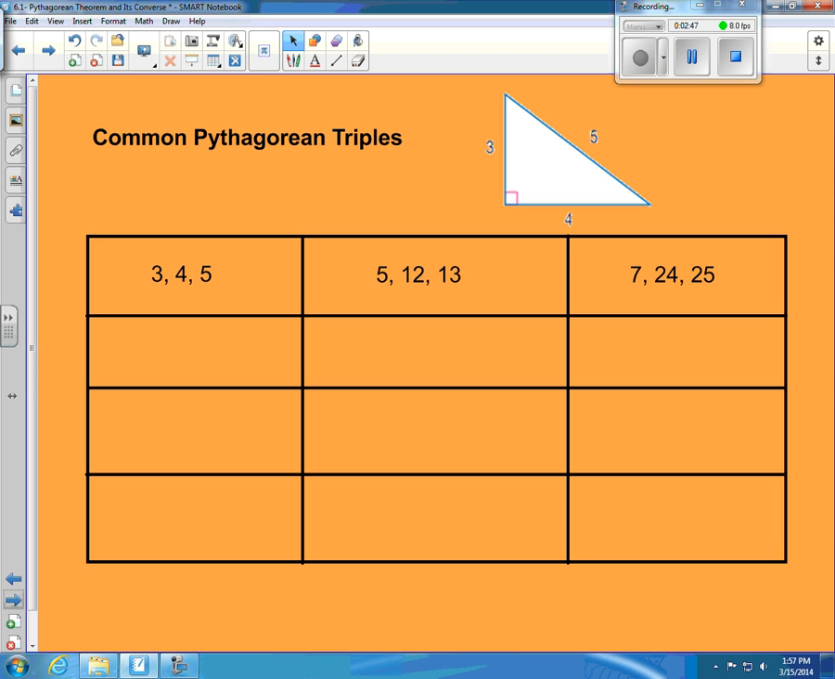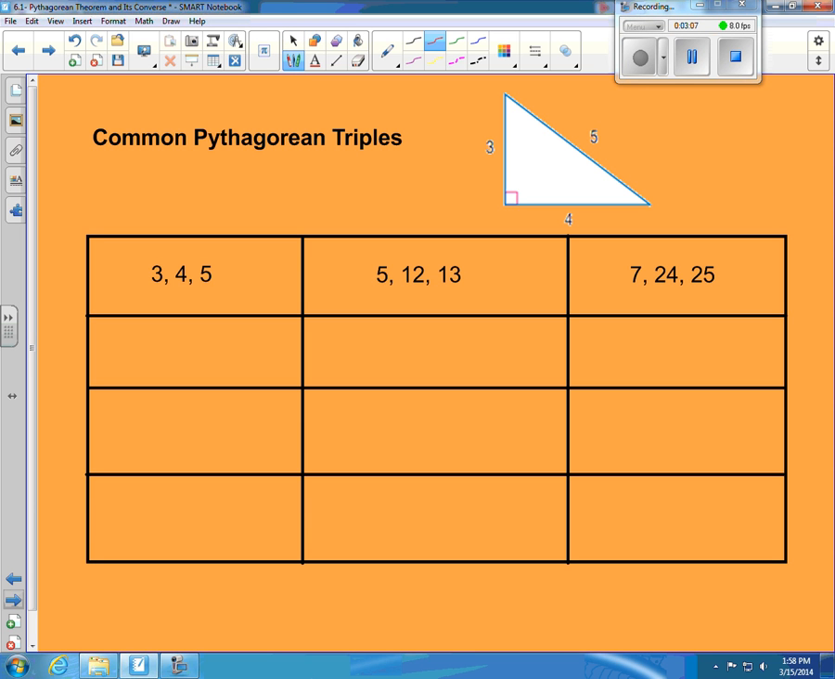So you may have talked about Pythagorean triples or heard of those before. Pythagorean triples are 3 numbers that will always give you a right angle, or a right triangle, no matter what. So 3, 4, and 5 is the most common Pythagorean triple. Then we also have 5, 12, and 13, and then 7, 24, and 25.